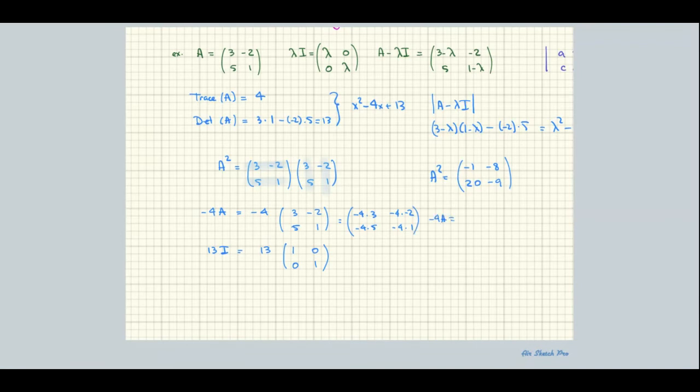So negative 4a is going to be, what's my numbers here? Negative 4 times 3 is negative 12. Watch my arithmetic, guys. 8. Yes. And then what? Negative 20. Yeah. And then negative 4, right? Okay.